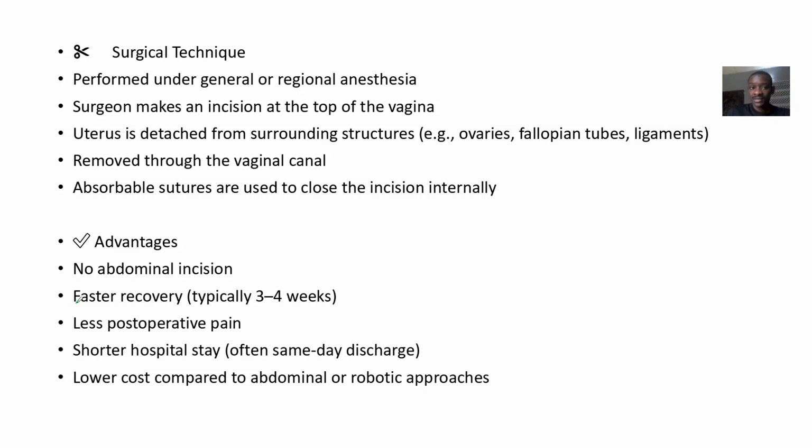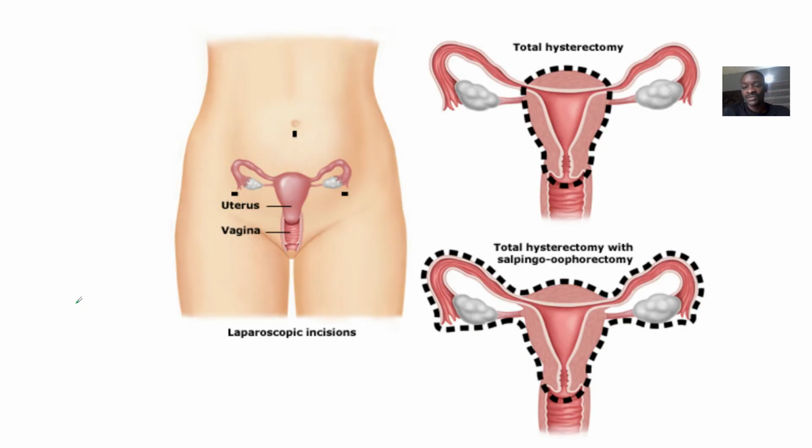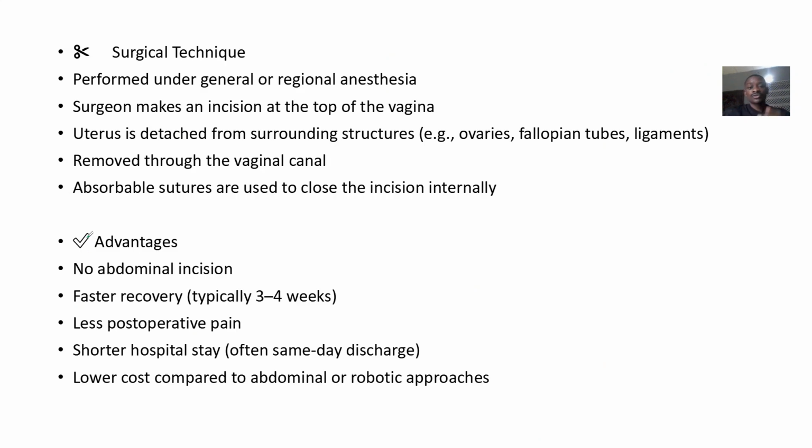For the surgical technique, they can give some anesthesia just to numb the vaginal area. Right, so the surgeon makes some little incisions just to increase the size of the vagina a bit. The uterus is detached from the surrounding structures: ovaries, fallopian tubes, ligaments. Now it's removed through the vagina. All right, absorbable tissue sutures will now be used to close any openings that were made.